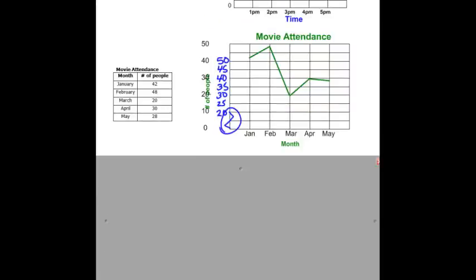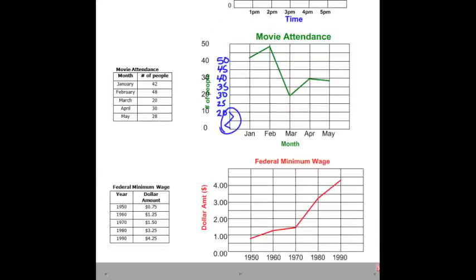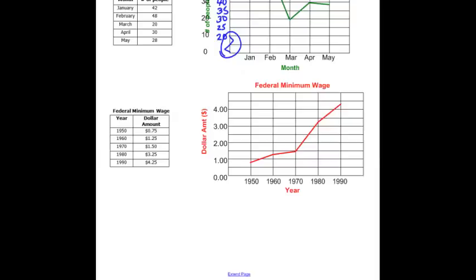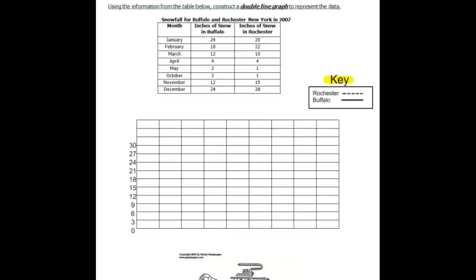The next graph, we had the federal minimum wage over time. I started with 1950, went up to 1990, and my scale was 50 cents for each line. So however you determine to do that is fine. If you want to check it with me, that would be fine. You can check tomorrow. Now we're going to do a double line graph.